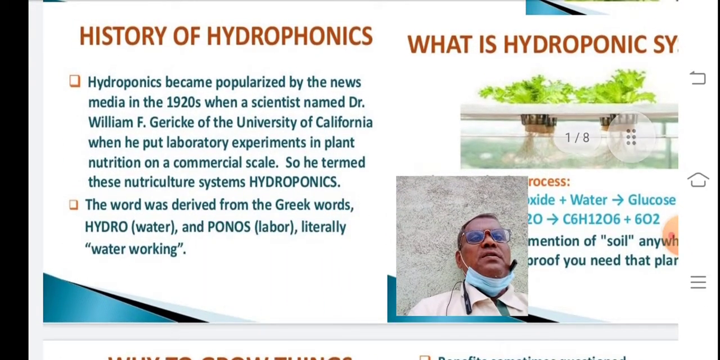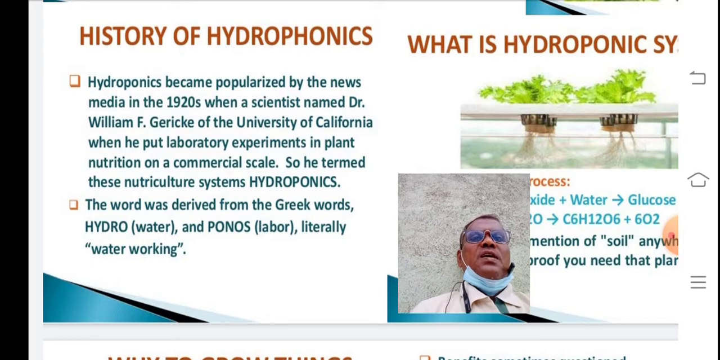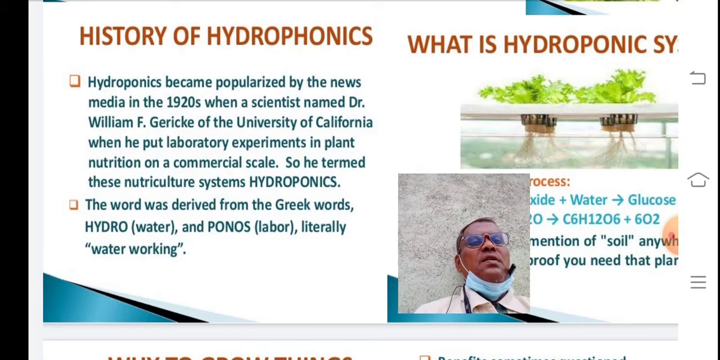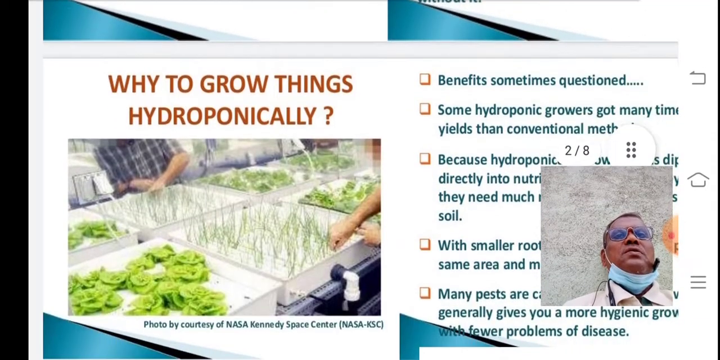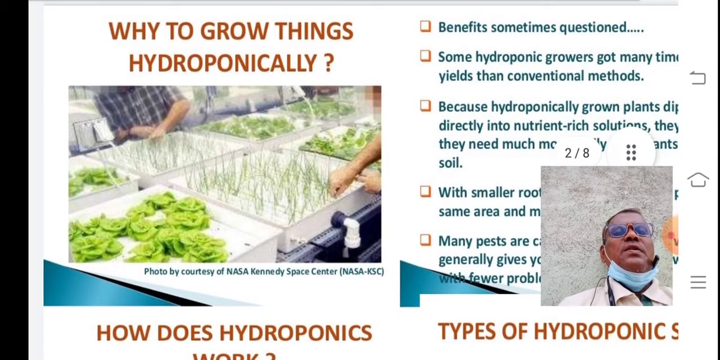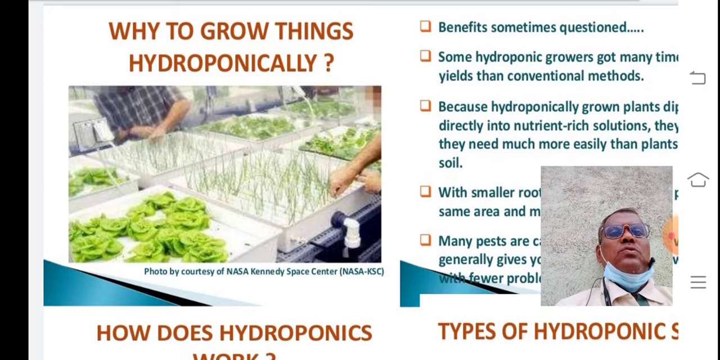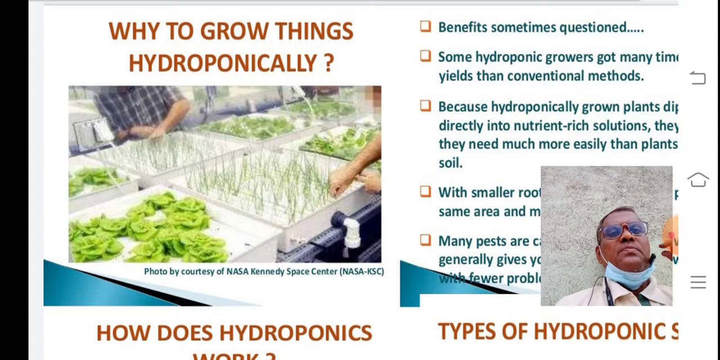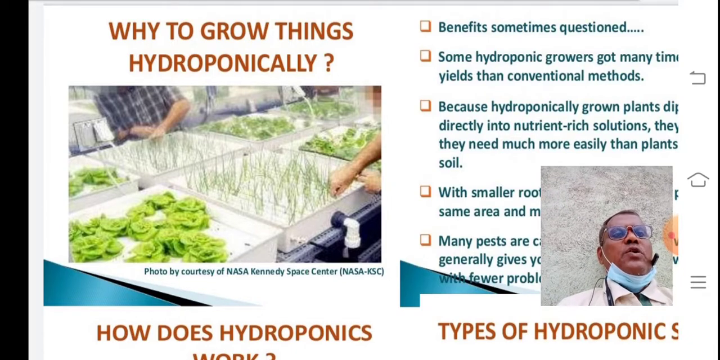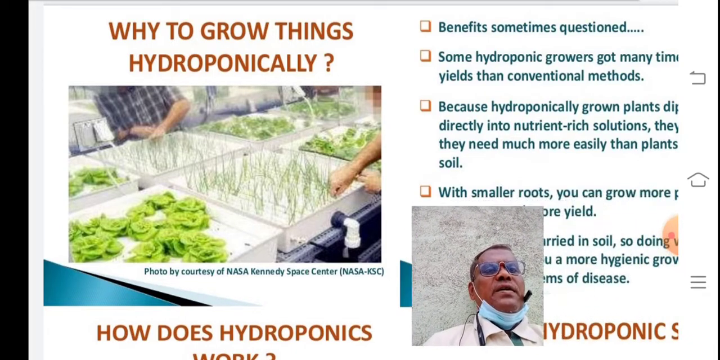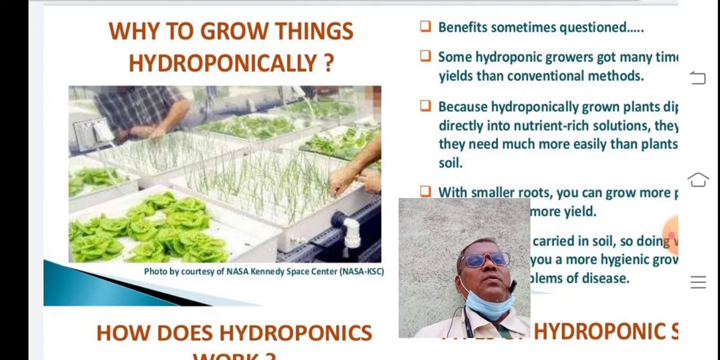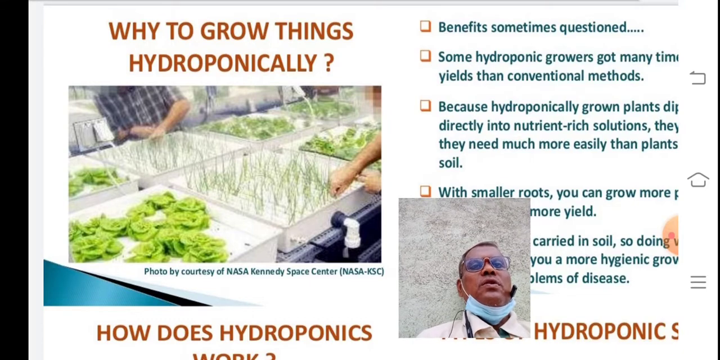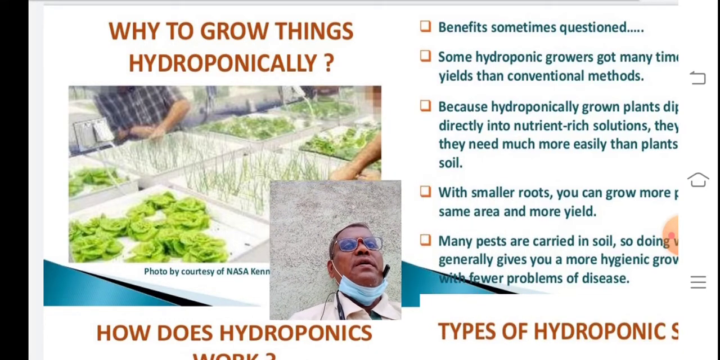The second point: after these experiments the technique was popularized, and so why are these types of conditions important? You see certain photographs given by the NASA Kennedy Space Center, because we have satellite launching processes by America and others, and they require certain green food. So therefore they developed certain techniques.